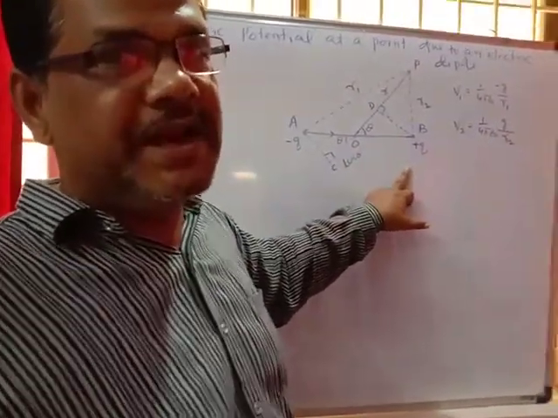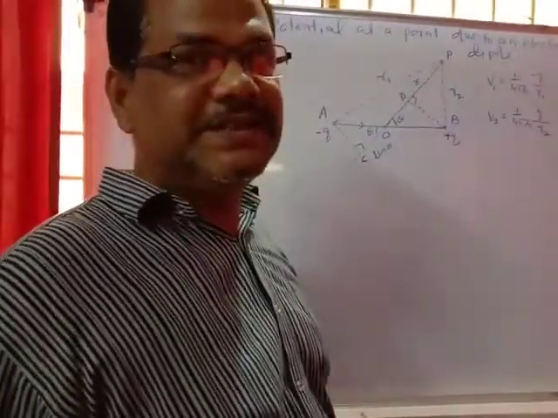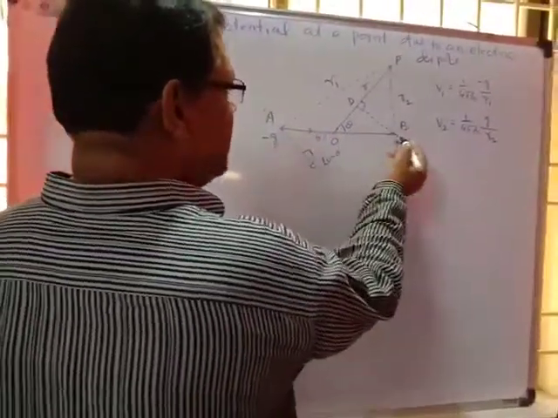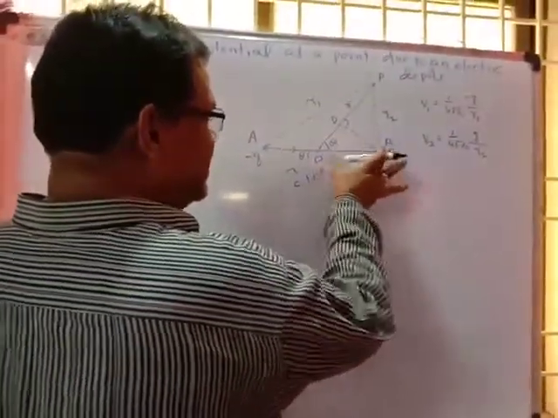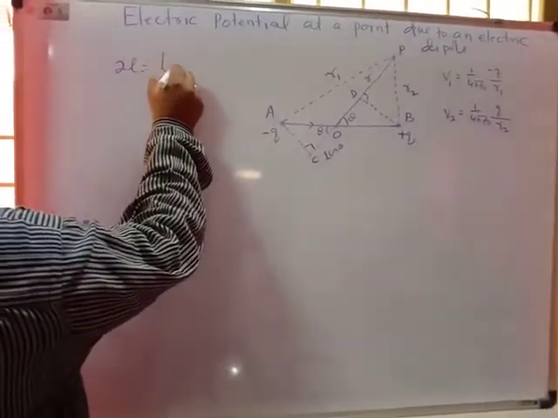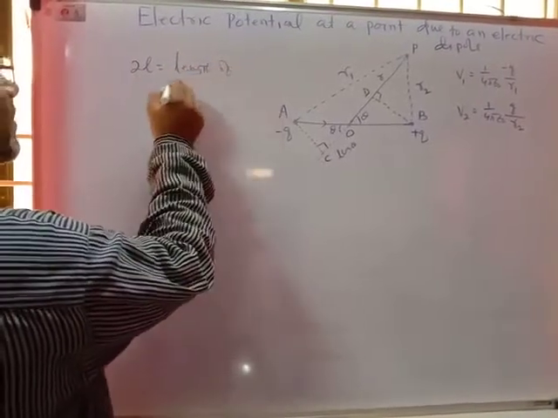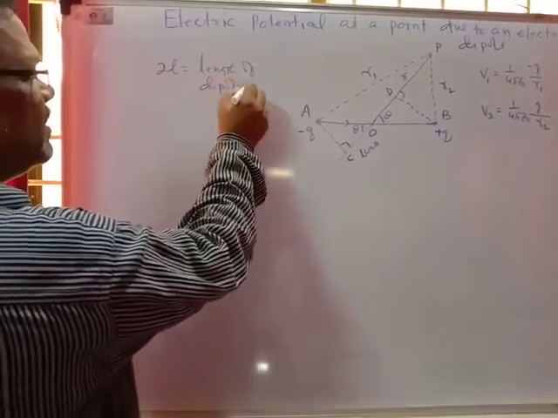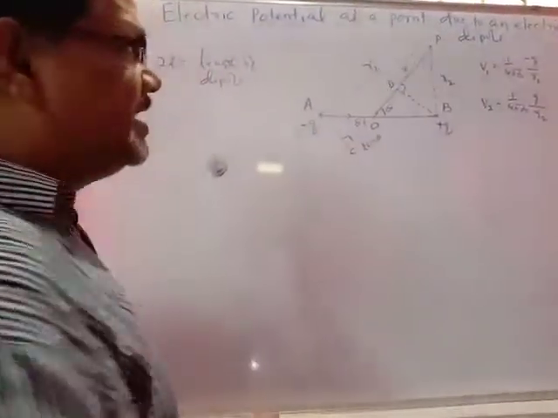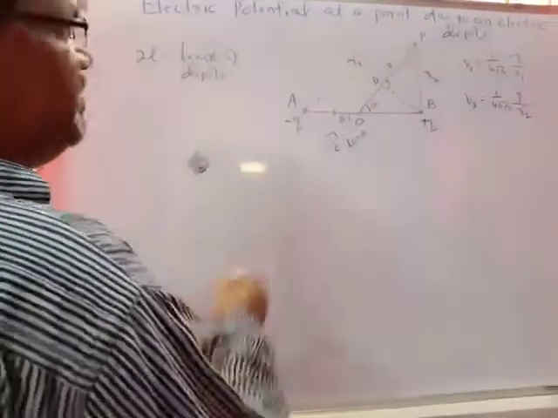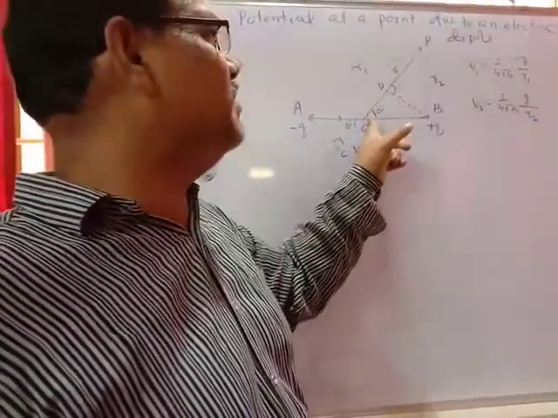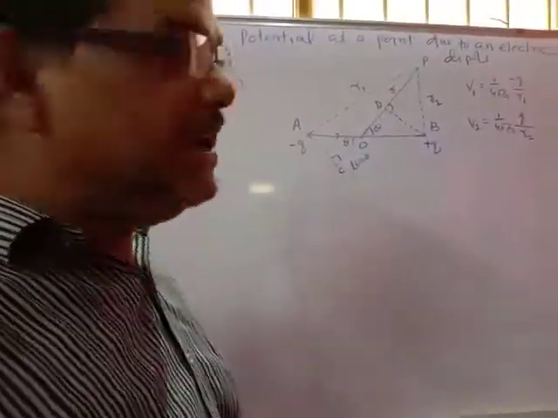It is also creating the electric field, and you can get the electric potential at any point due to the electric dipole. So minus q and plus q are separated by a distance, a length 2l. 2l equal to the length of the dipole. And P is the point where you want to calculate the electric potential at the point P. P is the point at a distance r from the center of the dipole where you want to calculate the electric potential.